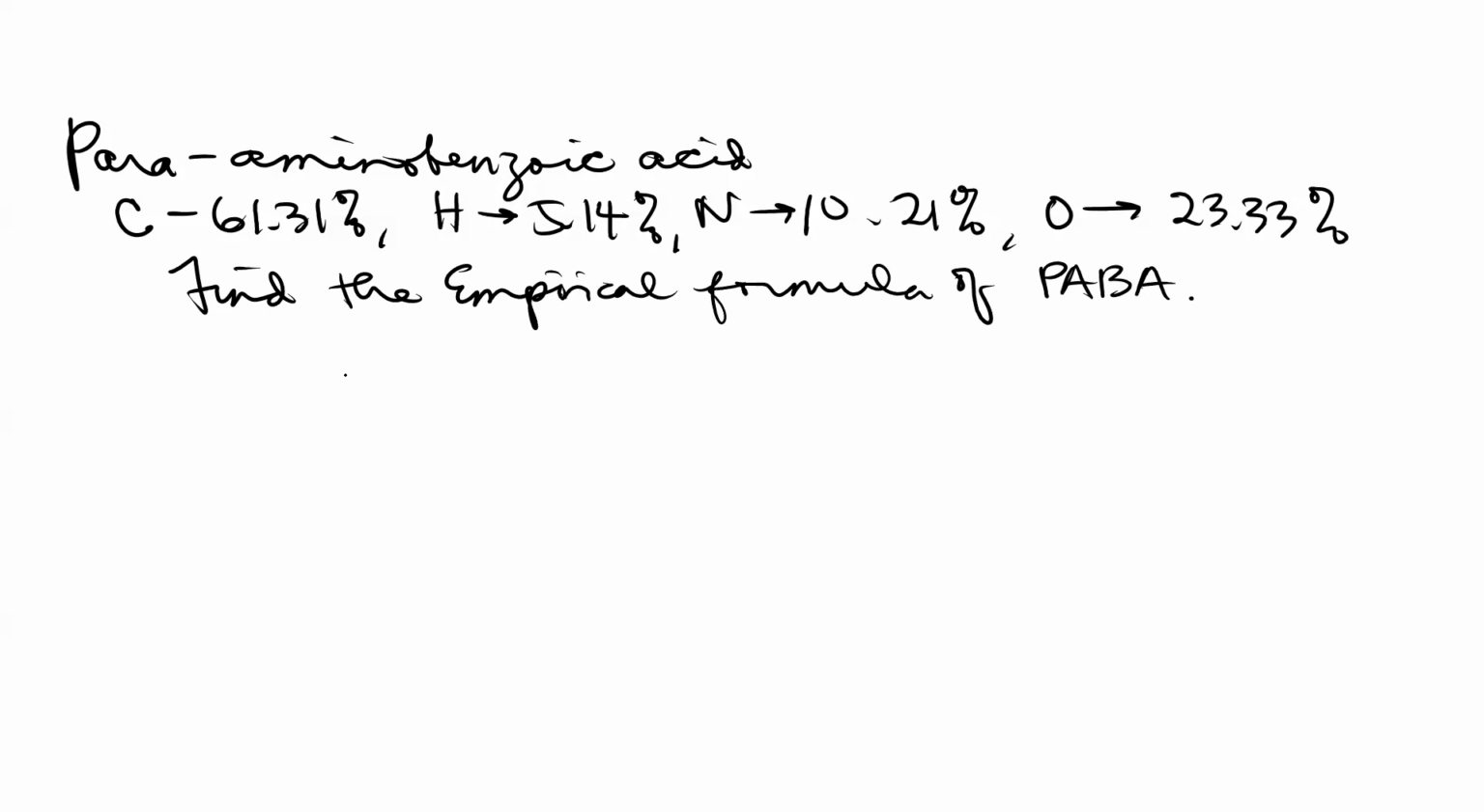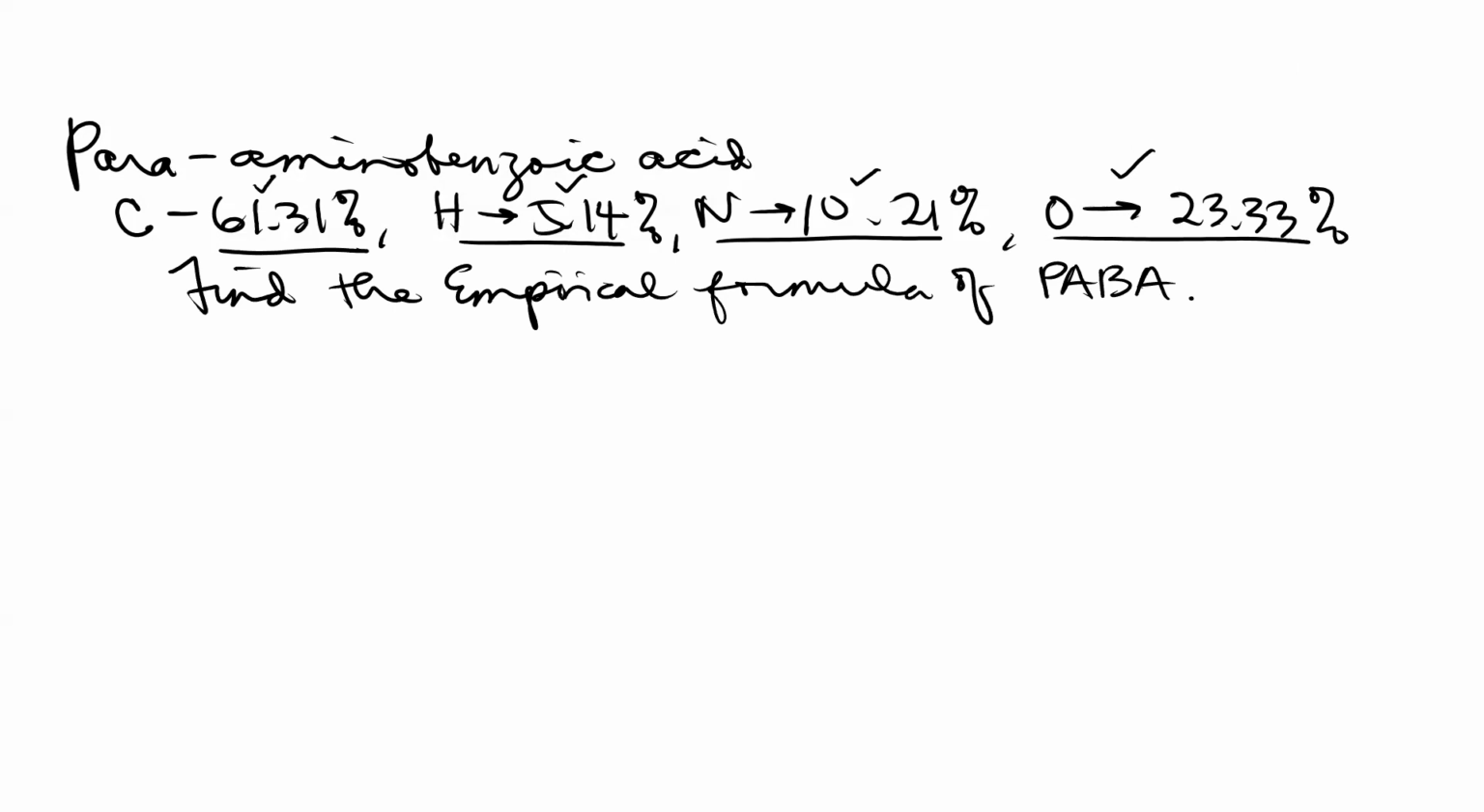Now, unlike in the previous example, where we start with the number of moles of the elements, here we have the percent composition of the compound. So you have 61.31% carbon, 5.14% hydrogen, 10.21% nitrogen, and 23.33% oxygen. So what should we do first?